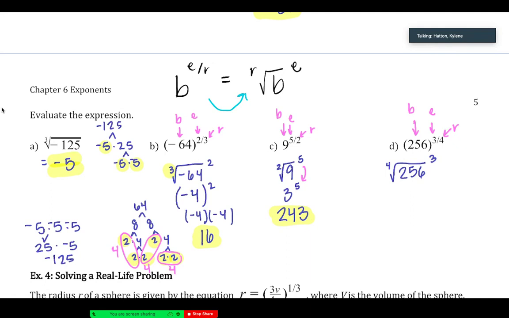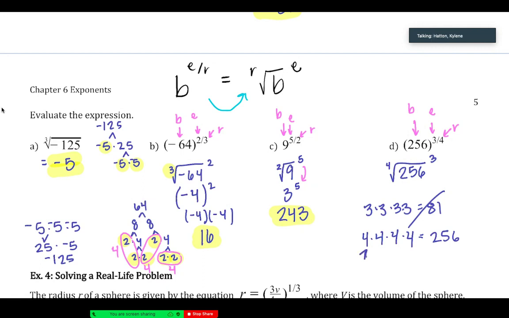And honestly, with these problems, I'm not going to give you 4th roots or 3rd roots that end up being crazy decimals or anything. So you can also guess and check, to be perfectly honest. If you think maybe 3 to the 4th power would be 256, you can test it out by multiplying out 3 times 3 times 3 times 3. That's 81, so that doesn't work. Or you can test out 4 times 4 times 4 times 4. Well, that is 256. So that must mean that the 4th root of 256 is just 4.